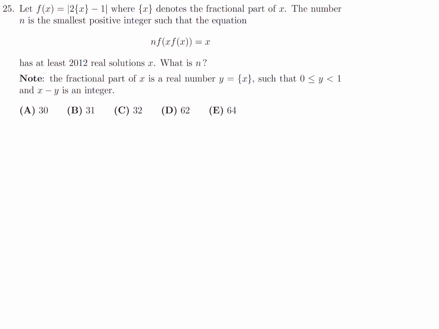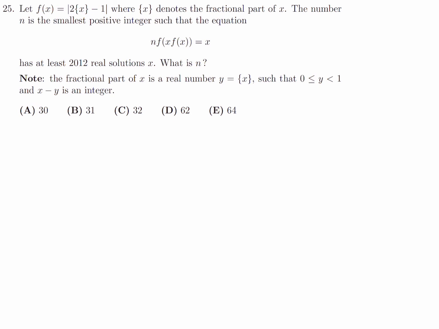Let f of x be the absolute value of 2 times the fractional part of x, minus 1, where the fractional part of x is denoted by x bracket. The number n is the smallest positive integer such that the equation n times f of x equals x has at least 2012 real solutions x. What is n? Note, the fractional part of x is a real number y equal to x bracket, such that y is greater than or equal to 0, less than 1, and x minus y is an integer.